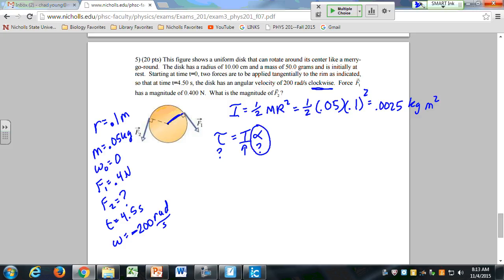Now, I do know the final and the initial velocity and the time. So that should key off on me that I can use my kinematics equations, omega equals omega naught plus alpha times t, in order to find the angular acceleration. So here alpha is omega minus omega naught over t. That's negative 200 minus 0 over t, which was 4.5 seconds.